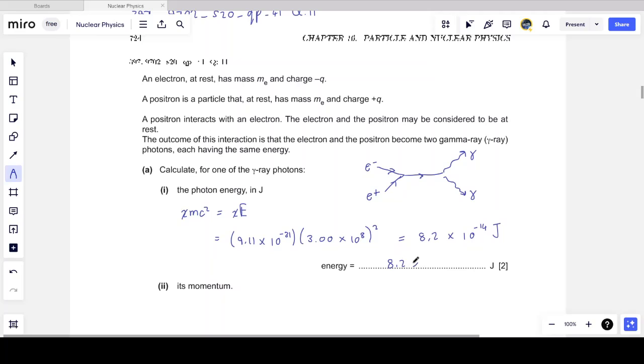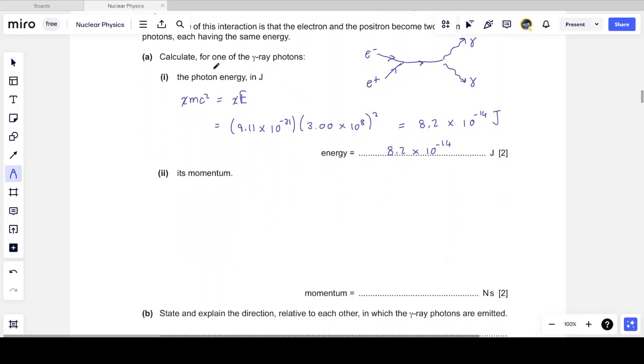And so to two significant figures, this number doesn't change. 8.2 times 10 to the minus 14 joules of energy for a single photon. I'm asked for the photon energy, not for the total energy of the two photons. So just be careful when reading the question.